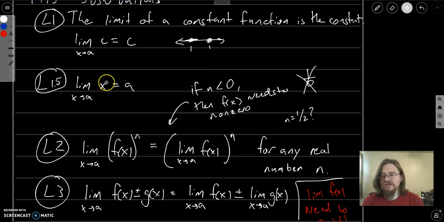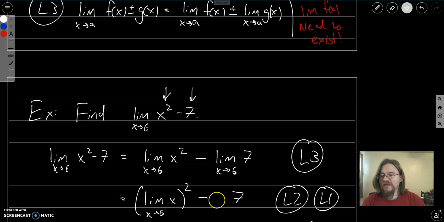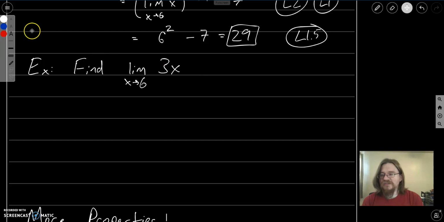This is the limit of a constant function. This is the limit of the identity function. This is the limit of something to a power. This is the limit of something being added together. But addition, this should work, right? We don't have multiplication, but we can be clever.